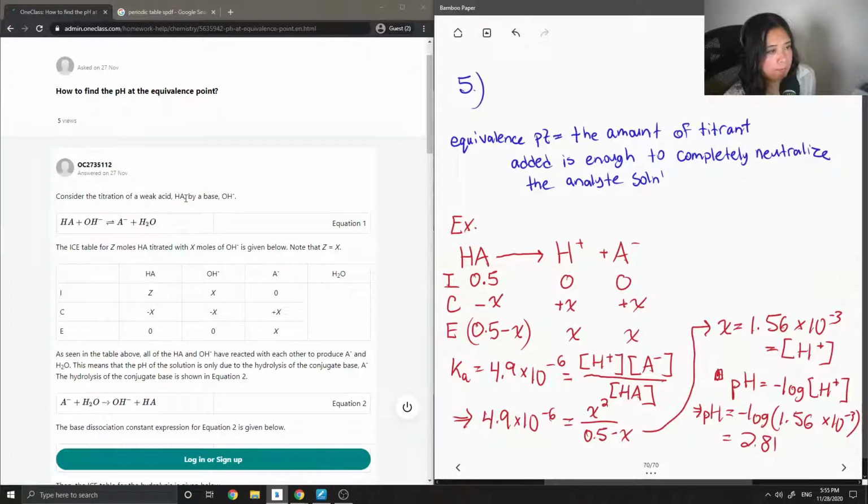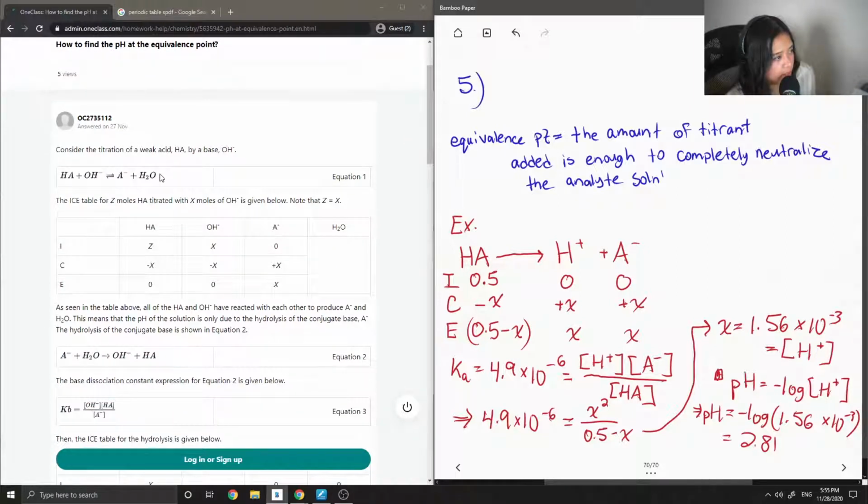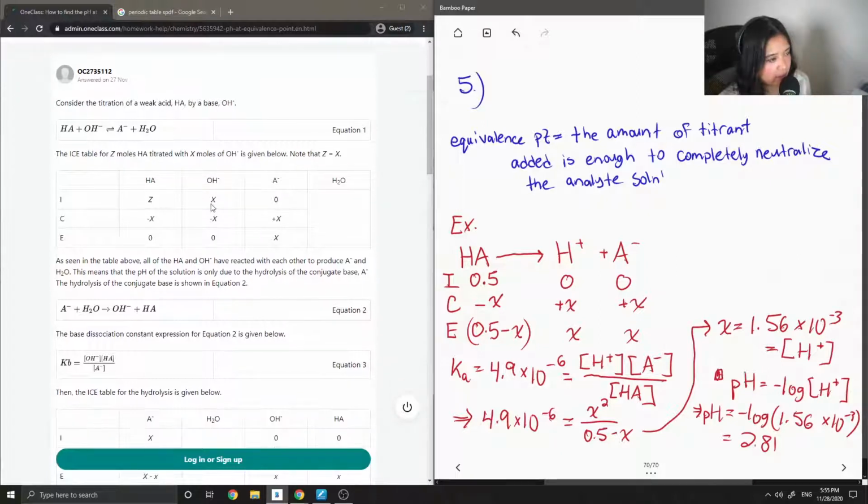And for the junior tutor's answer, they said to consider the titration of a weak acid by a base OH-. So this requires a little more steps than just having a strong acid example. So they say to consider this titration. So this is the reaction where the weak acid plus OH- makes A- plus H2O. The ICE table for Z moles HA titrated with X moles of OH- is given below. Note that Z is equal to X.